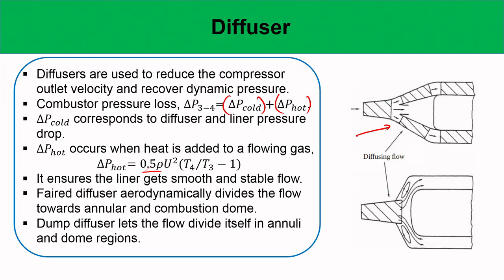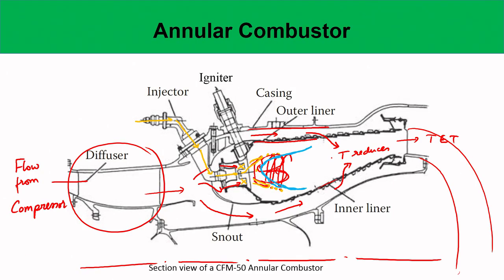And there are two kinds of diffusers essentially. One is a fair diffuser or an aerodynamic diffuser, which divides the flow towards the annular zone and the combustion dome. So the annular zone is essentially this. You see the diffuser guides the flow into the combustor, but the flow can go either in this manner, or it can go into the main dome, combustion dome region. How much flow will go into the center, into the combustion dome region, and how much will go into the outside cooling region, is completely governed by the diffuser.